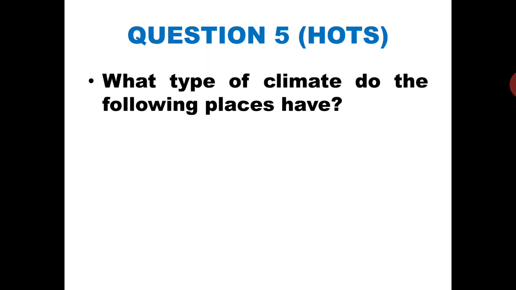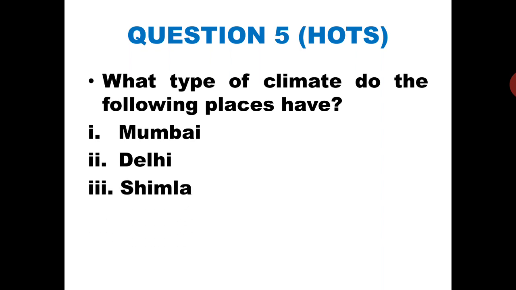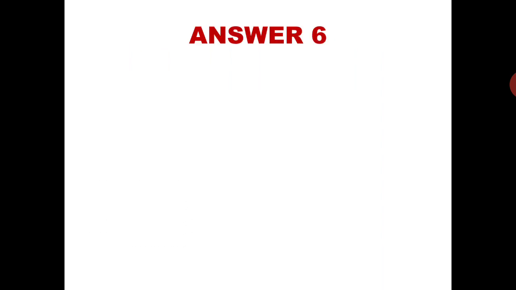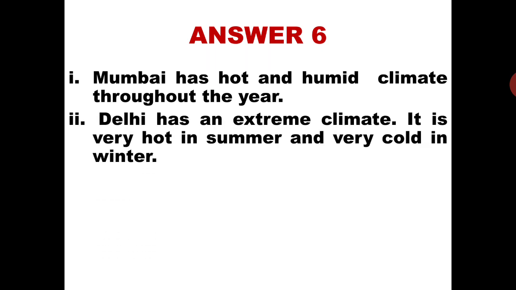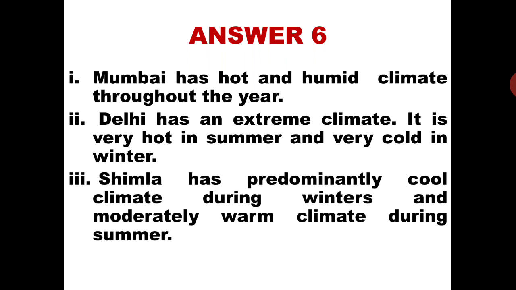HOTS question: what type of climate do the following places have? First Mumbai, second Delhi and third Shimla. So the answer is: Mumbai has a hot and humid climate throughout the year. Second, Delhi has an extreme climate. It is very hot in summers and very cold in winters. Third, Shimla has a predominantly cool climate during winters and a moderately warm climate during summer.